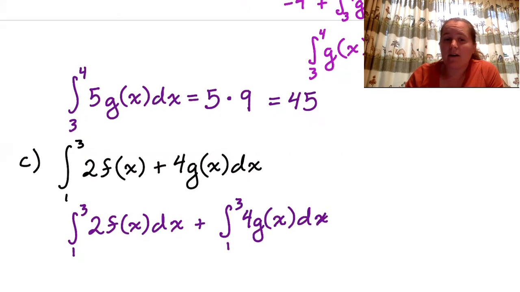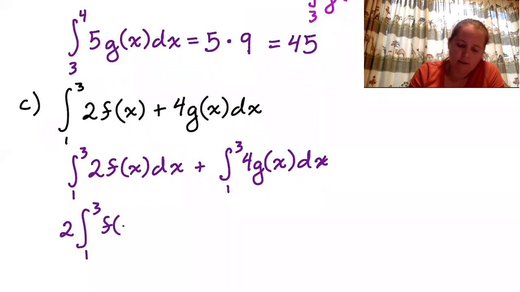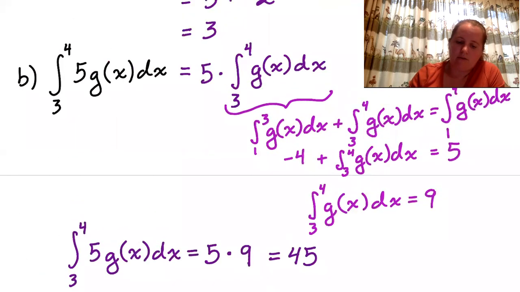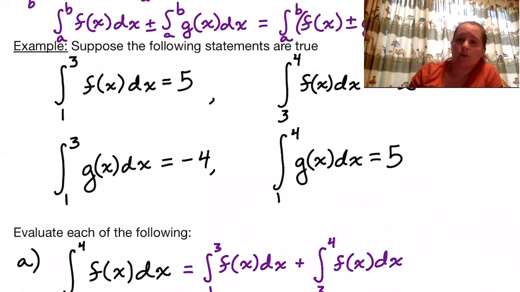We can then go ahead and pull out our scalar multiples. So this becomes 2 times the integral from 1 to 3 of f of x dx plus 4 times the integral from 1 to 3 of g of x dx. The integral from 1 to 3 of f of x dx was 5. The integral from 1 to 3 of g of x dx was -4.